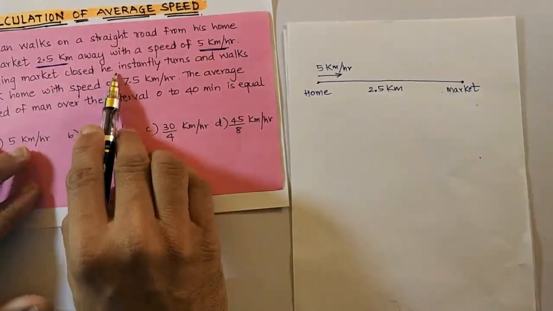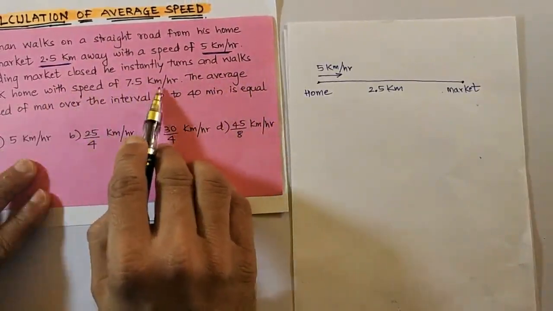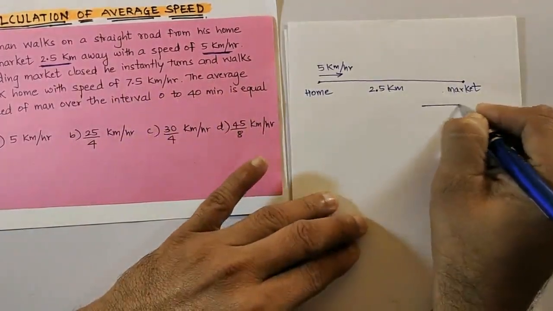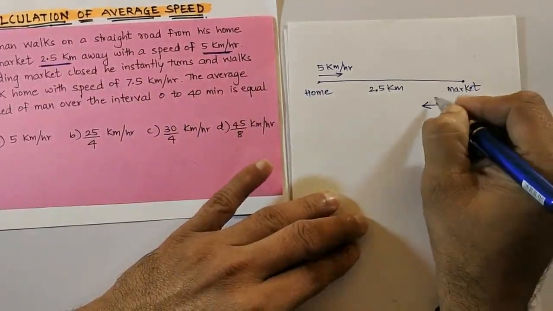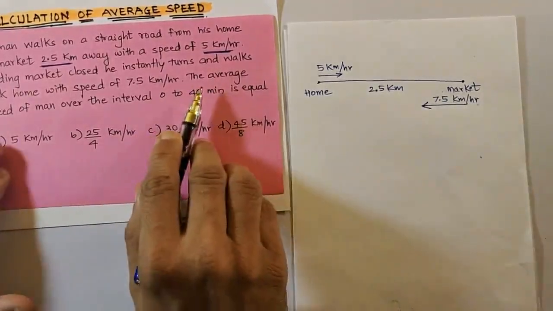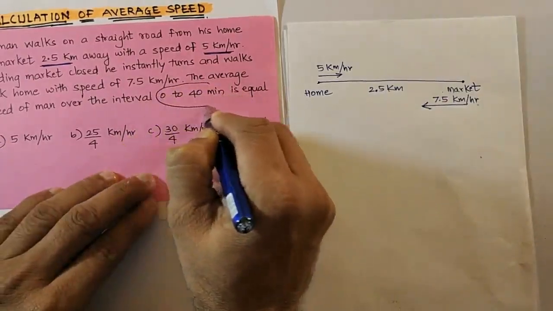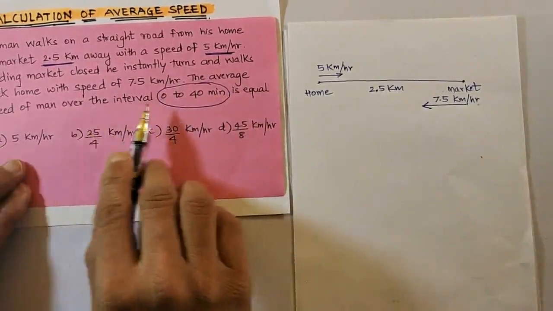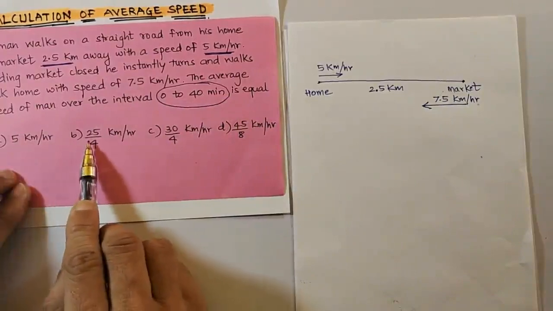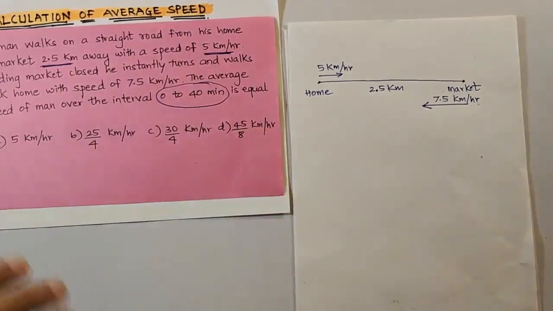Finding market closed, he instantly turns back and walks back home with speed of 7.5 kilometers per hour. So he sees market to be closed and returns back with speed 7.5 km per hour. The average speed of man over the interval of 0 to 40 minutes is equal to. So average speed you are required to find for 0 to 40 minutes. Options are 5, 25 by 4, 30 by 4 and 45 by 8.